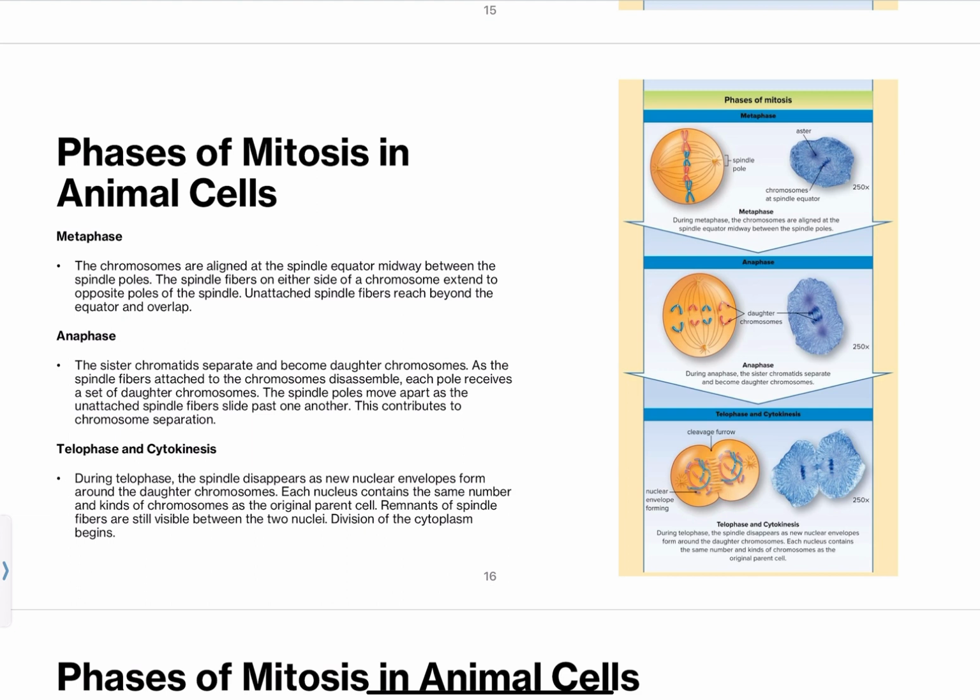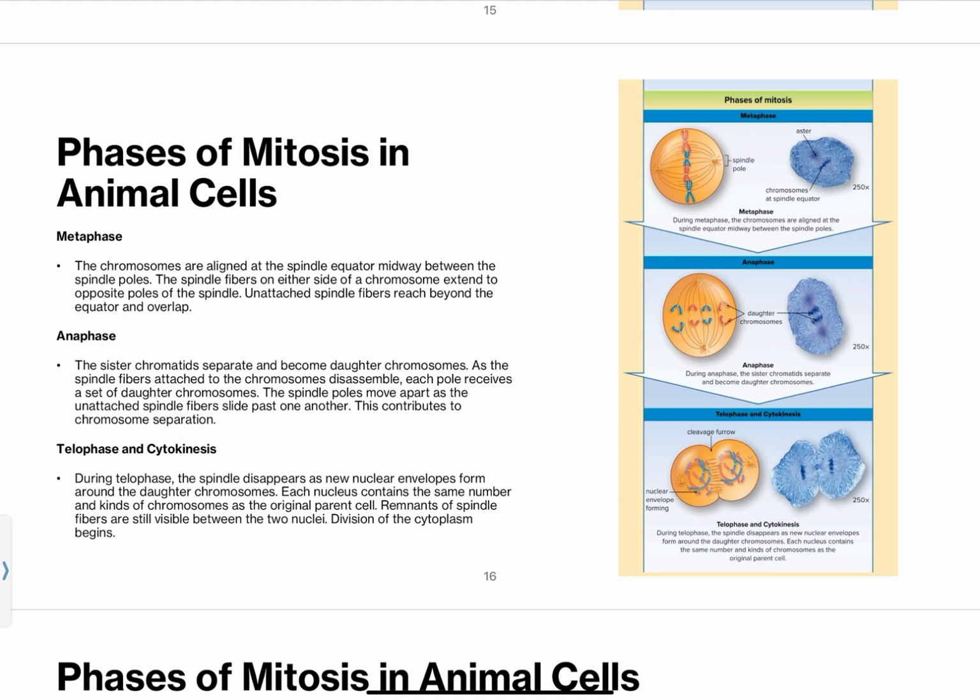So in telophase, the spindle starts to break down and we have to reform the nuclear envelope around the 2 sets of daughter chromosomes. Each of the resulting nuclei is going to contain the same number and types of chromosomes as the original parent cell. So we might still have remnants of the spindle fibers that may still be visible between the 2 nuclei, but the cell is still clearly on its way to becoming 2 individual cells.